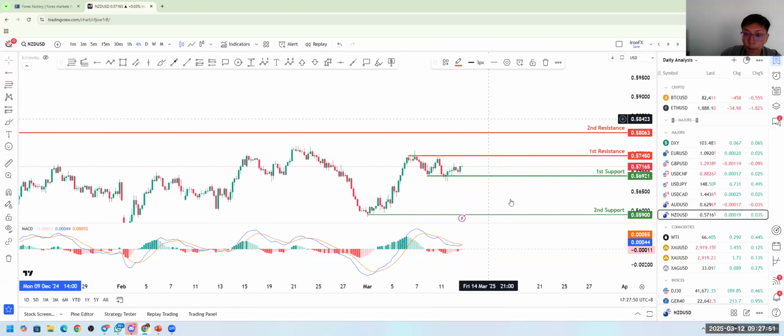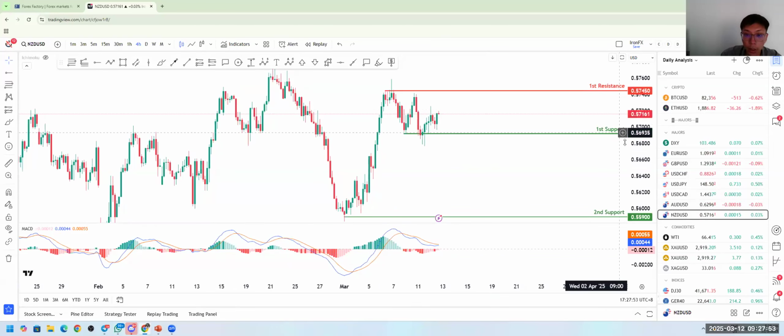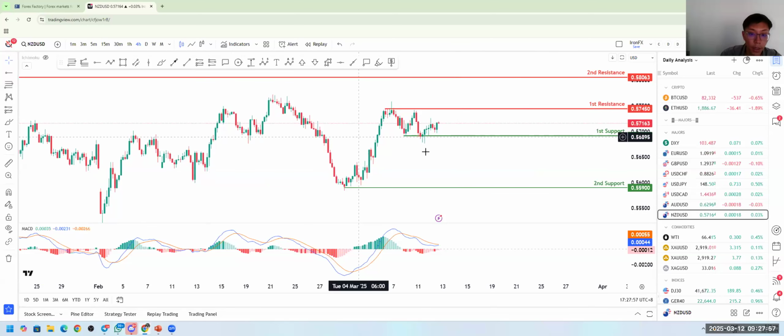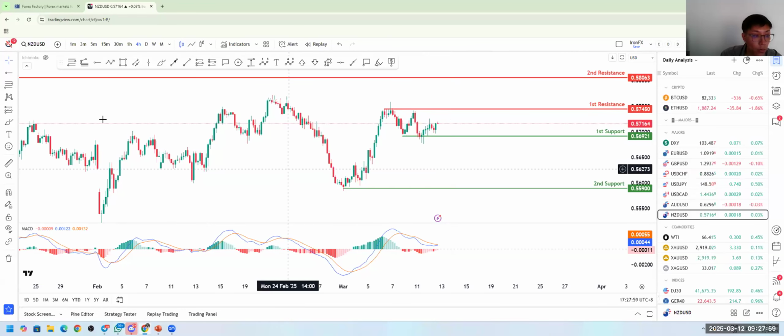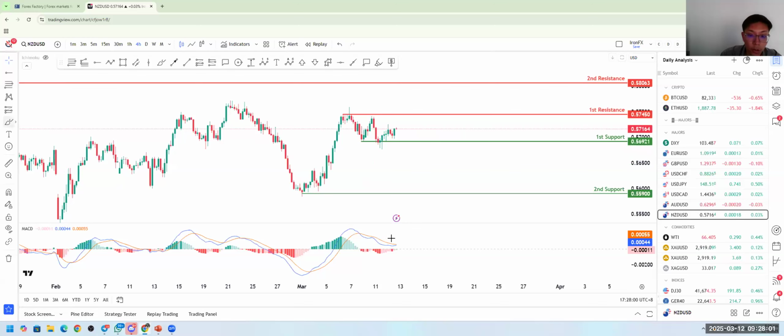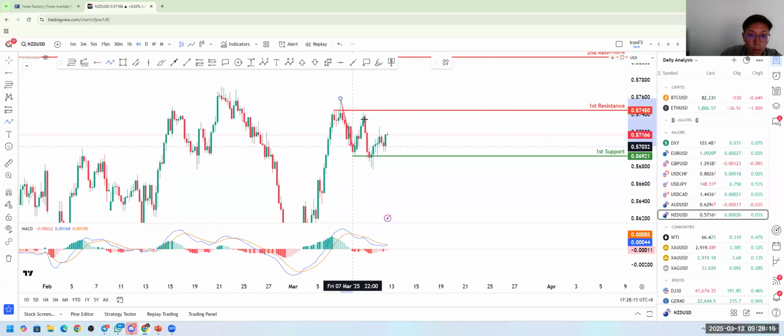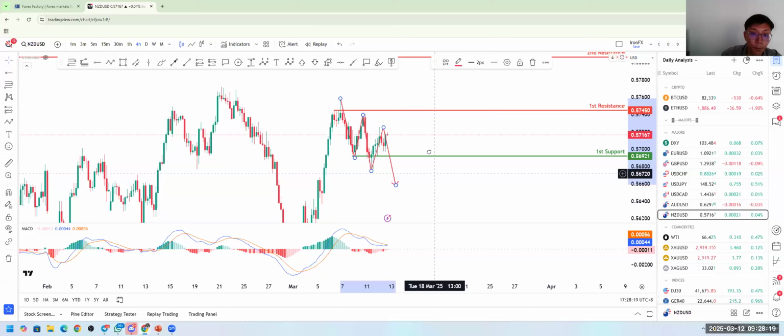Okay, so now let's take a look at how we can possibly enter NZD USD at its current price. Looking at MACD, MACD is still below the signal line, right? But the histogram itself shows a weak bearish movement. But we are looking at lower low, lower high, lower low, lower high. Next thing is lower low.